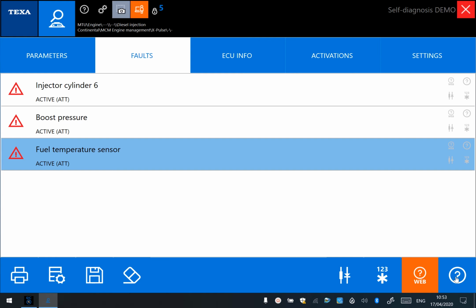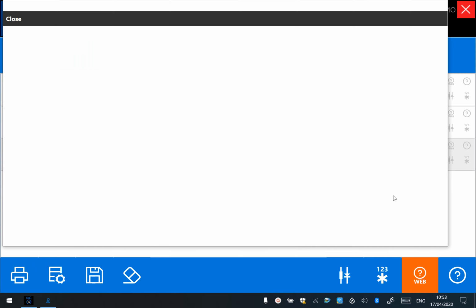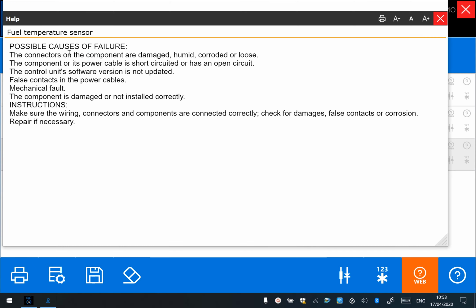So for example, on this one, the fuel temperature sensor, we'll click on the question mark, and okay, so it gives us a few possible causes of the failure. A lot of these are quite standard, but at the same time still quite useful to start looking for. So everything from just corrosion, an open circuit, or could be potentially a mechanical fault. This is the thing, it's not always going to be an electrical sensor issue, it could actually be the component fault itself. So again, it gives you instructions as to what to start checking for.